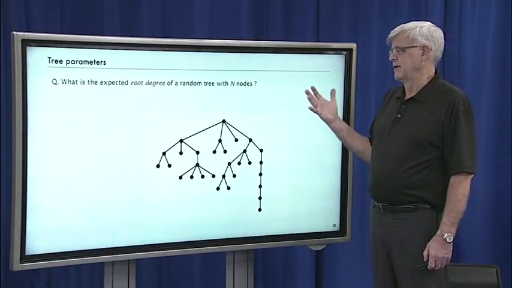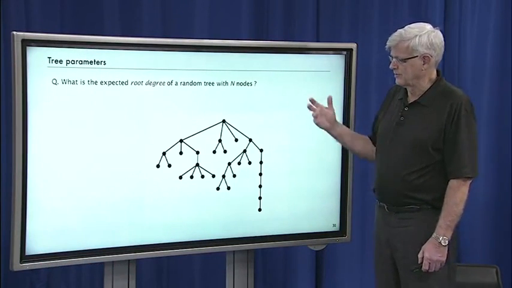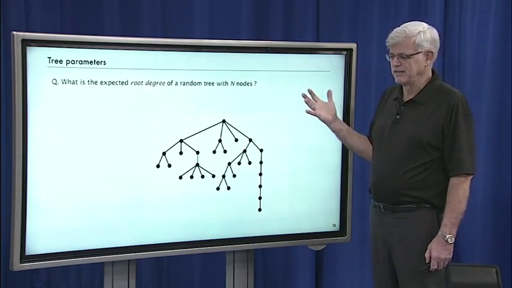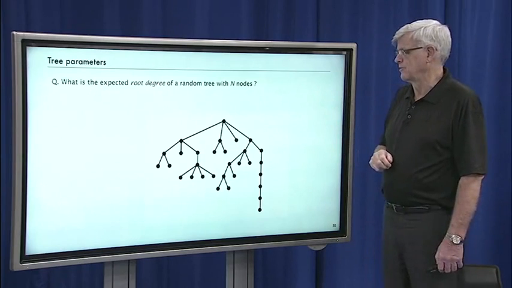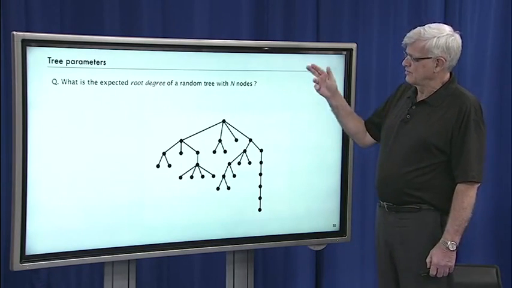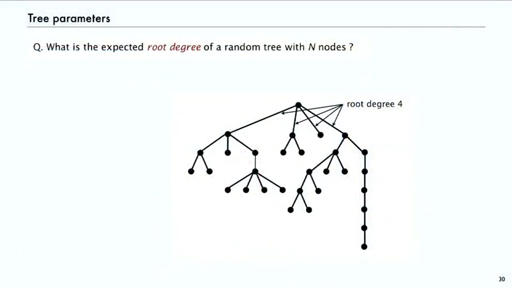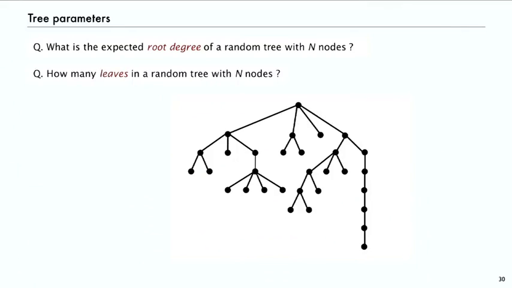Okay, let's look at parameters on trees. Again, these are questions that maybe might be a little more difficult to analyze, but they're straightforward using this method. So what's the expected root degree of a random tree with n nodes? So this one has root degree 4. The root's got 4 children. Or how many leaves are there in a random tree with n nodes? This one's got 14 leaves.